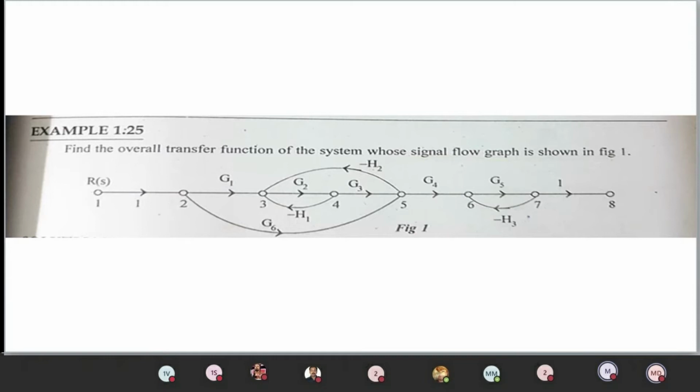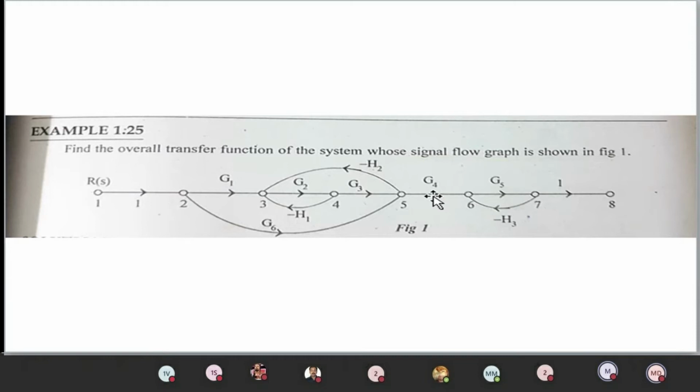3 to 4, 4 to 5, 5 to 3. Okay, this is loop 2, 6 to 7, 7 to 6. This is loop 3. These two also are non-touching because they don't share any common node. Right? Okay, so you have here product of two non-touching loops.